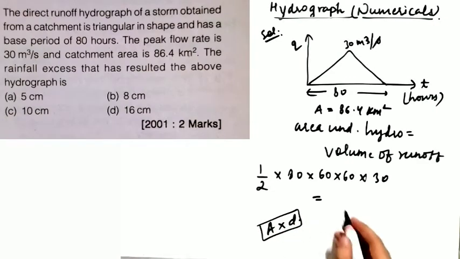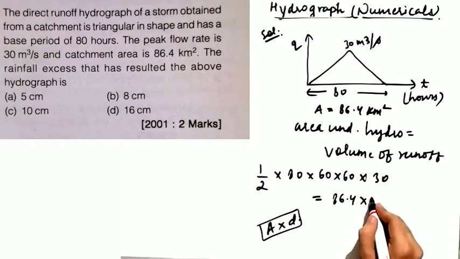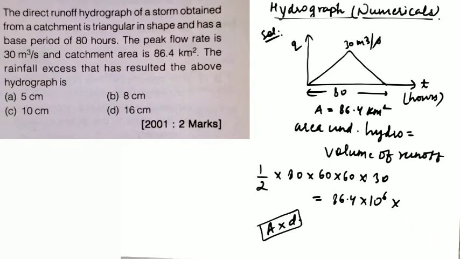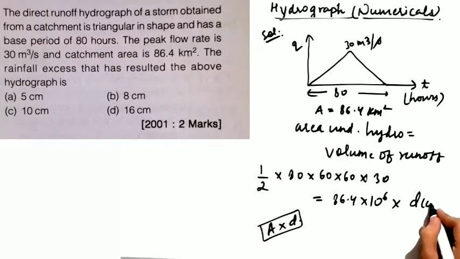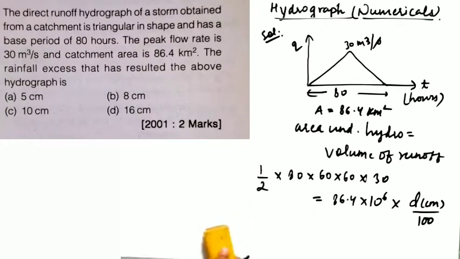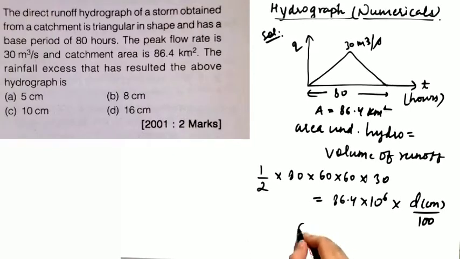So the area of the catchment will be equal to 86.4. Now this is in kilometer square. Convert this into meter square by multiplying it by 10 to the power 6. And now you have to calculate the depth, since depth is asked in the question. The options are given in centimeters, so you have to write it in terms of centimeter. D centimeter divided by 100. So when you solve this equation, the D will come out to be 6 centimeters.